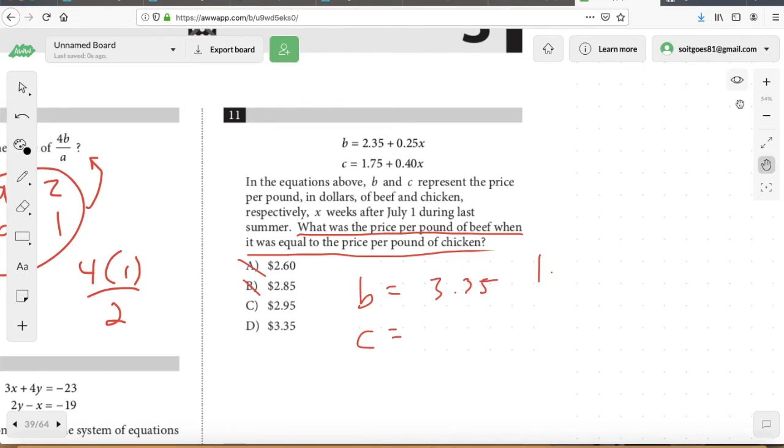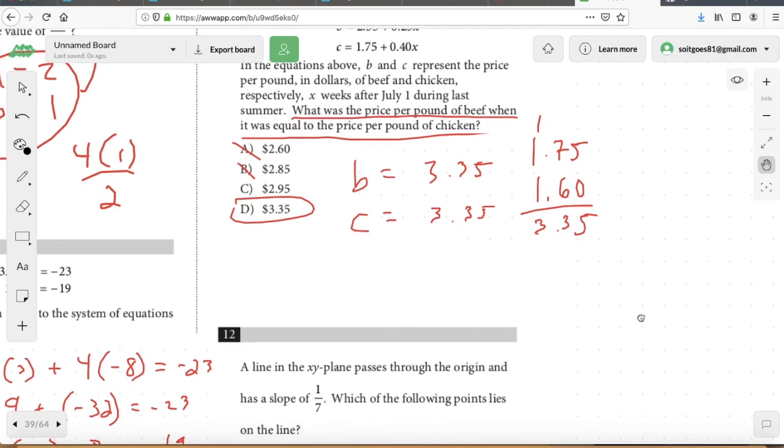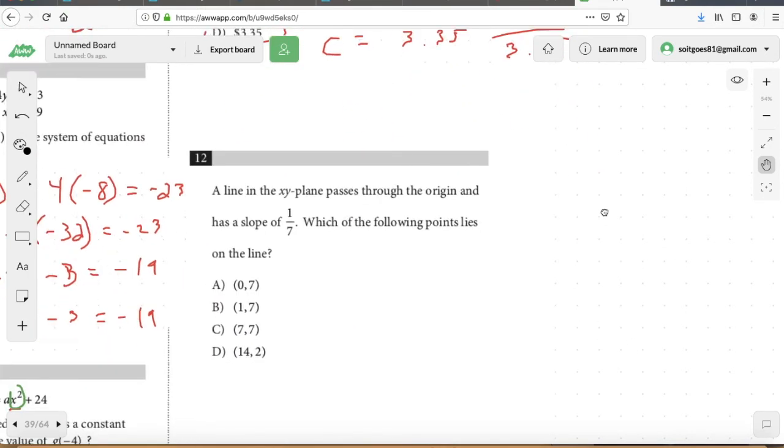Ooh, I might have to write that one out. Did I say $1.80? Is that right? $1.60. That's going to be $3.35. Hey, we get the same value when X is 4, so I can confirm it's indeed answer choice D. Done with 11. Don't get fancy with the algebra if you don't need to. Just use common sense and logic. Plug in values.